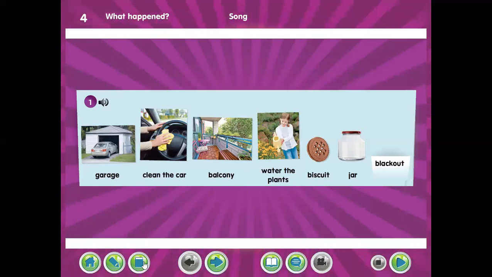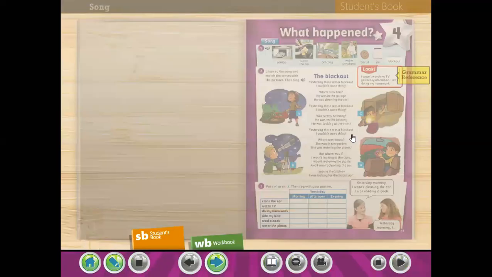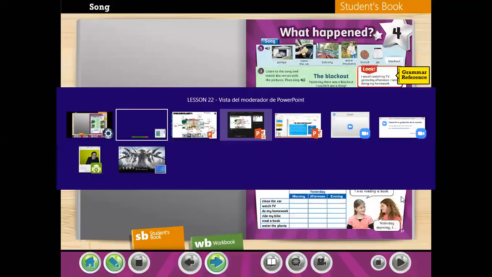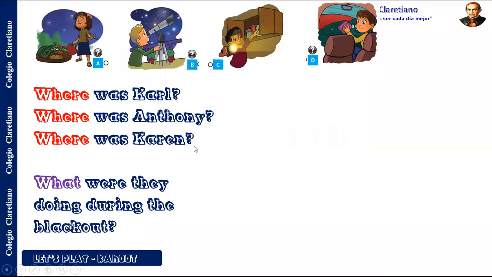Now, according to the song, let's answer some questions because in the game appear these questions. Okay? For example, where was Car? According to the song, yesterday there was a blackout. I couldn't see a thing. Where was Car? Where? Remember, where means donde.